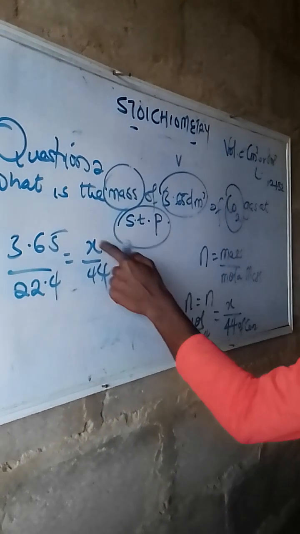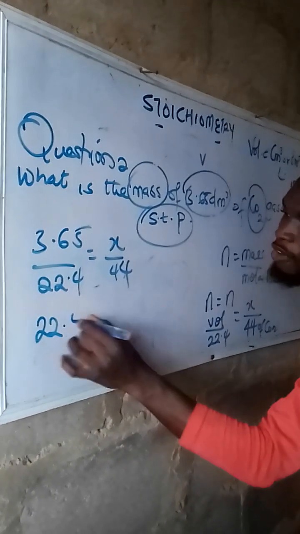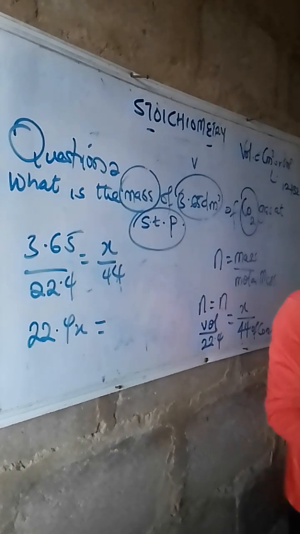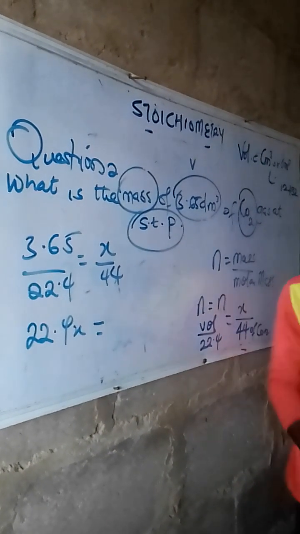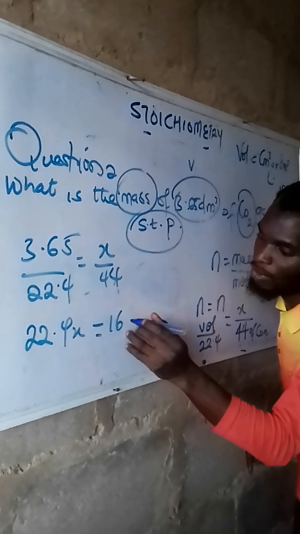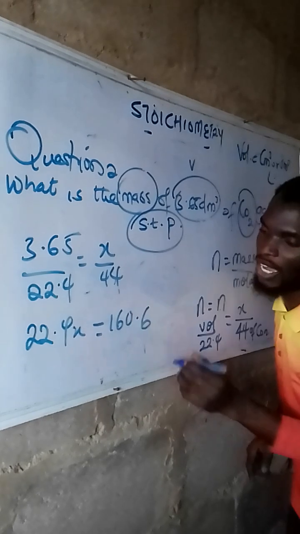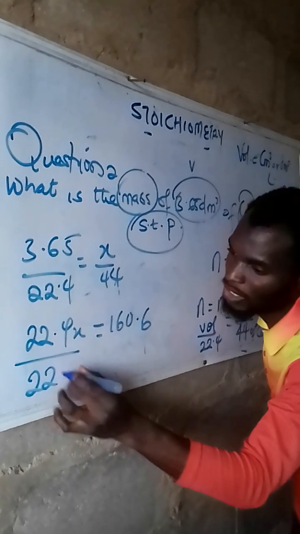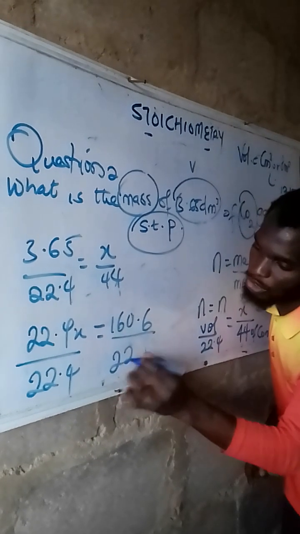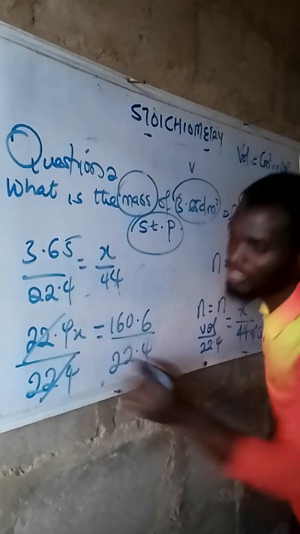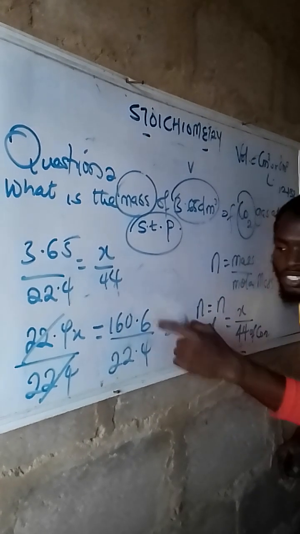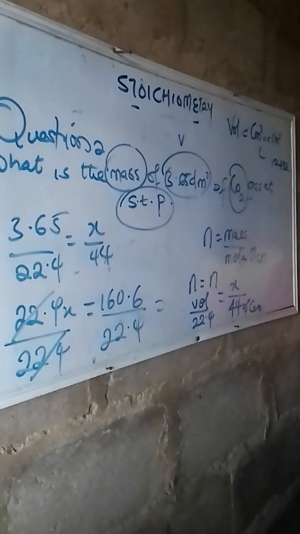Let's cross multiply. This times this will give us 22.4m. Now, this times this, 3.65 multiplied by 44, will give us 160.6. Divide both sides by 22.4 to get this M. This settles this. We are left with M. Now 160.6 divided by 22.4.